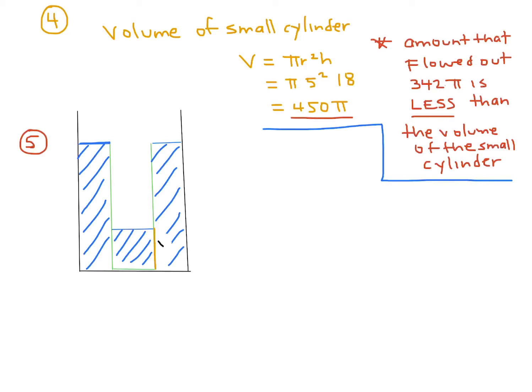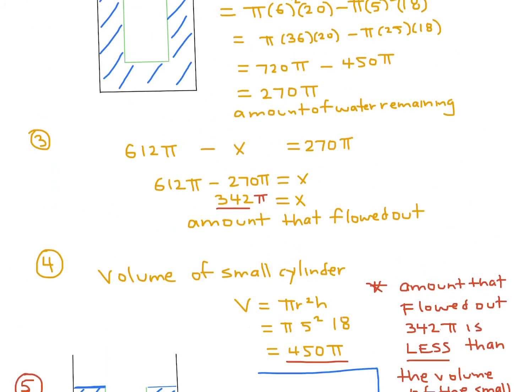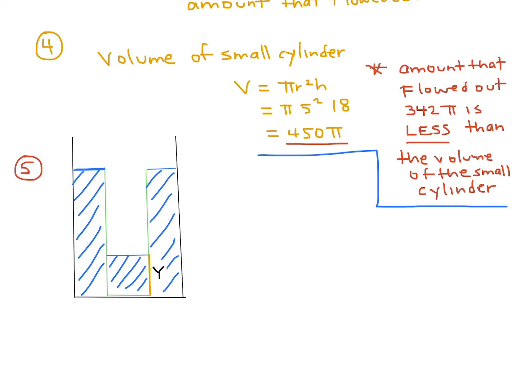We'll call it y. All right, so now this is how we do this. Our remaining water is 270. That's how much water is remaining, okay? So 270 is a very important number for us. And how do we figure out that? Well, we have to figure out the area of this blue shaded region.